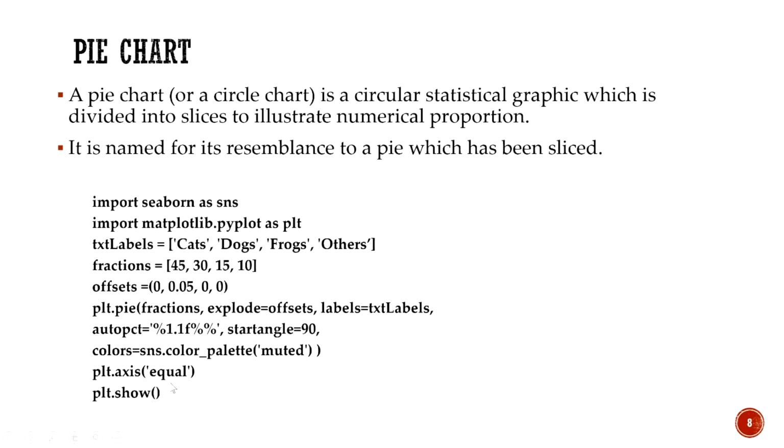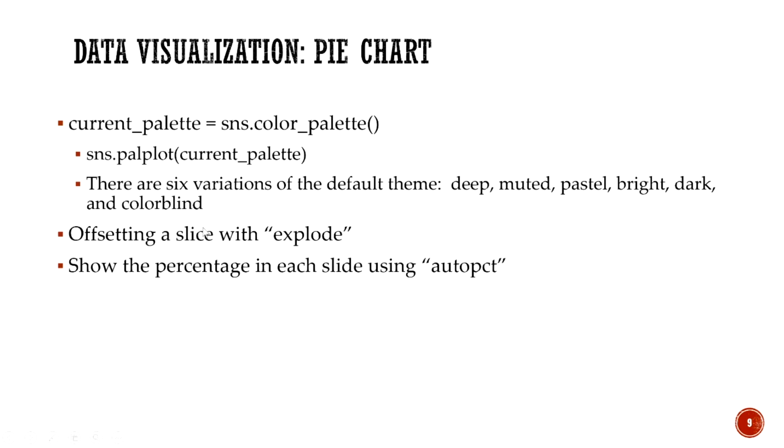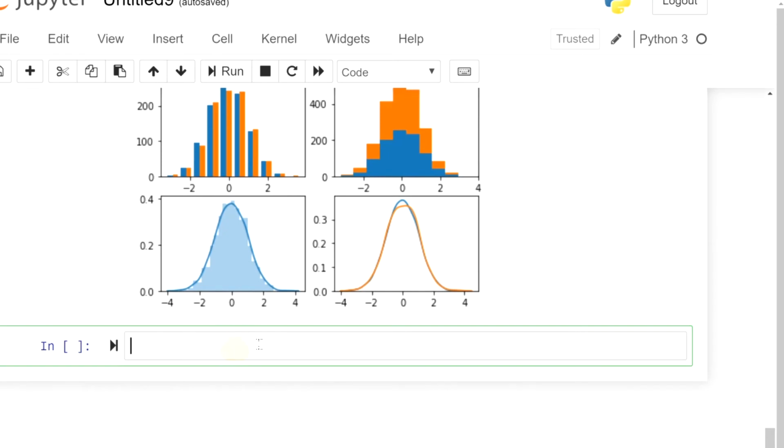Before I implement this in a notebook, let's look at some notes. I have tried to explain the arguments we passed for pie charts. Color underline palette. There are 6 variations of default theme, so you can go with deep, muted, bright, dark, and other options. So, offsetting a slice with explode, you are going to see what it looks like. And if you want to show the percentage in each slice, we need to pass the autopct argument. Now let's implement this in a notebook and you can see what it looks like.